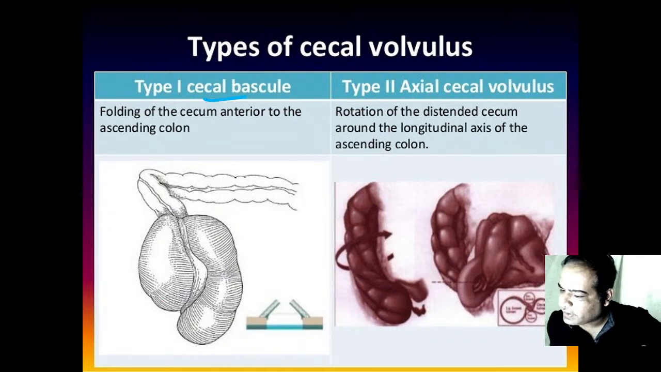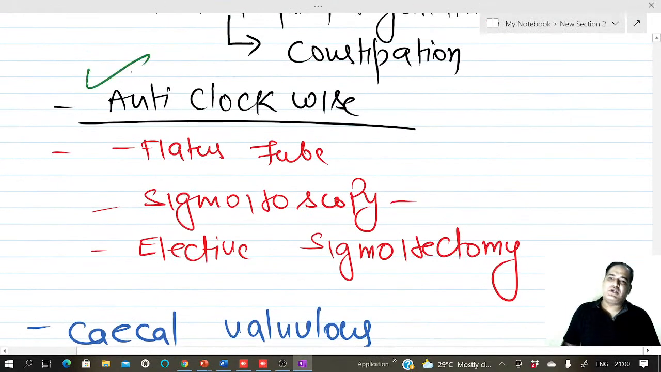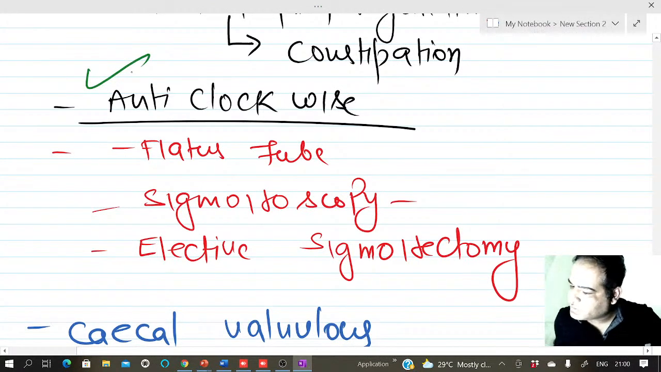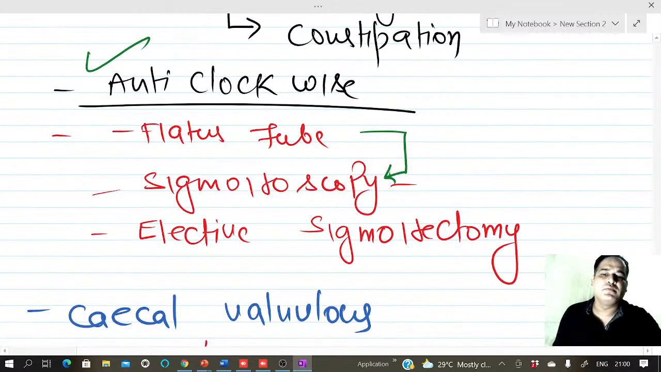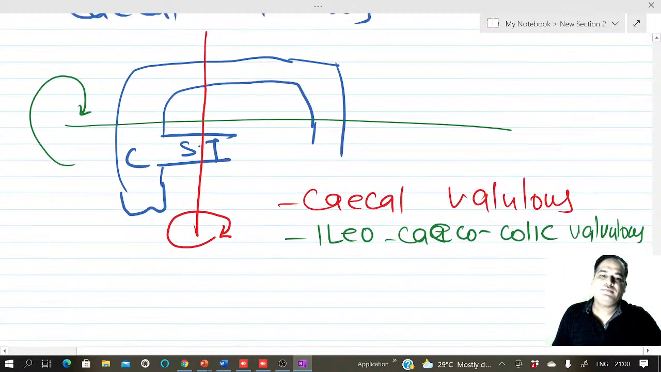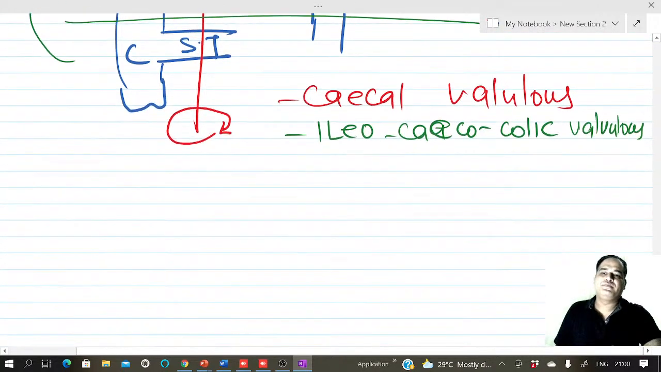Yes. So what did I tell you? It is anti-clockwise only, Jawaharji. It is anti-clockwise. Sigmoid volvulus, did I mention clockwise? No, but I mentioned anti-clockwise only. Sigmoid volvulus. Sigmoidoscopy, Dr. Level Up. First we'll do sigmoidoscopy. See, flatus tube you will be able to pass only after you do sigmoidoscopy. Rigid sigmoidoscopy.